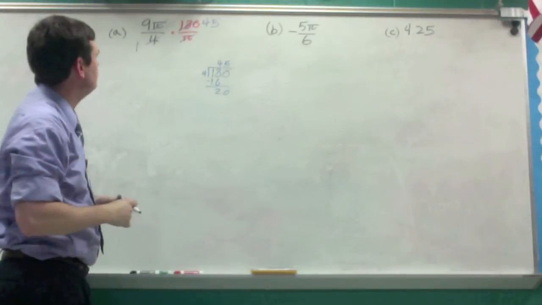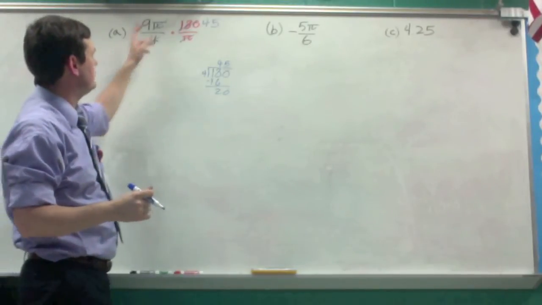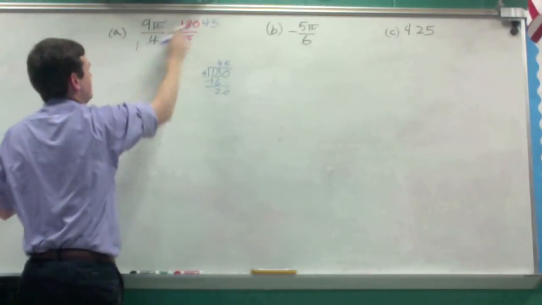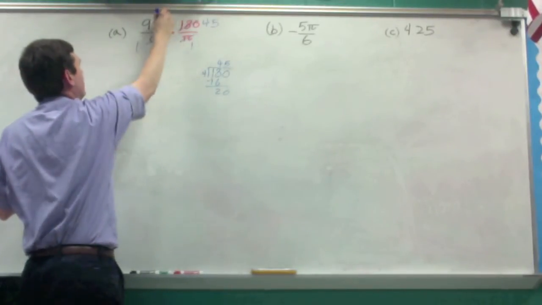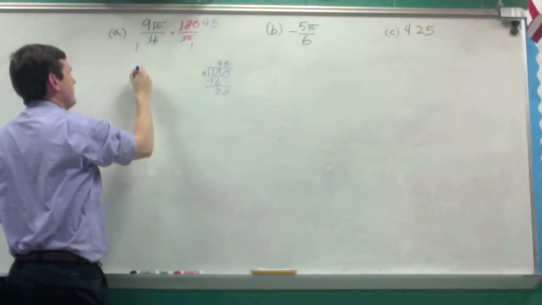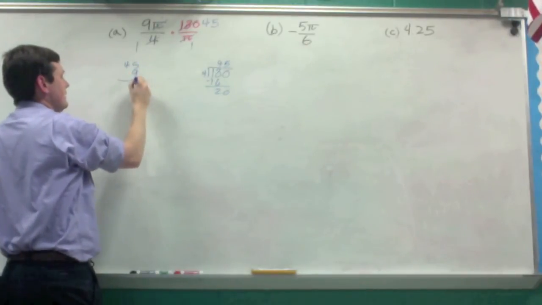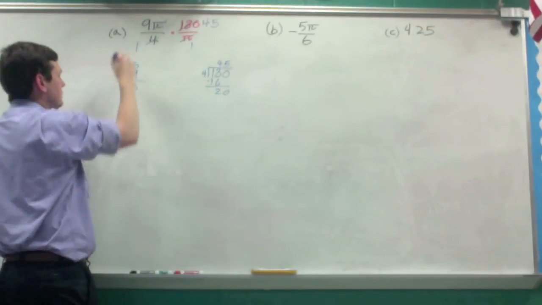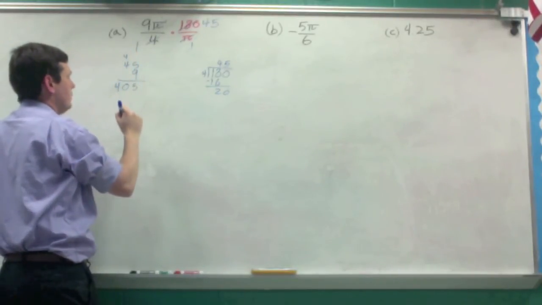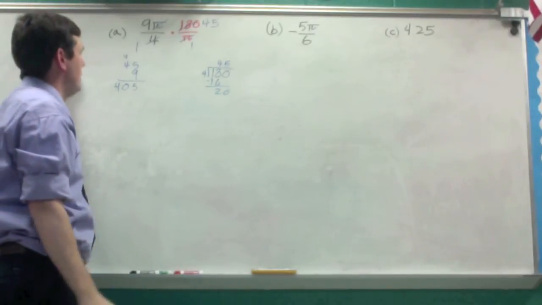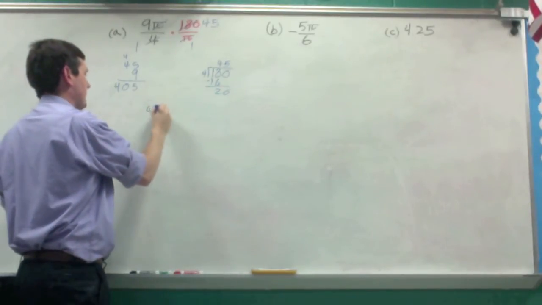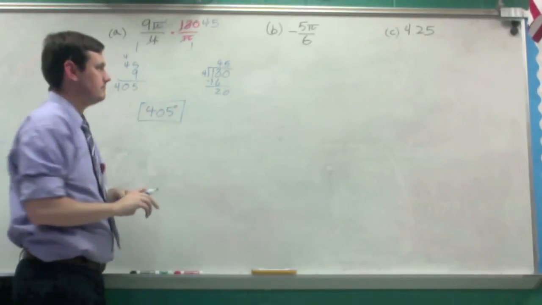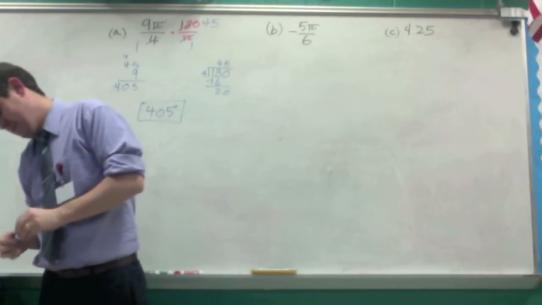Okay? So it's pretty easy to multiply across now because it's just 9 times 45, and this is 1 times 1. So 45 times 9, that's going to be 5. Carry the 4, 4 times 9 is 36 plus 4. It's 405 degrees. All right, so 405 degrees. That's my answer. Okay, now we'll move to negative 5 pi over 6.